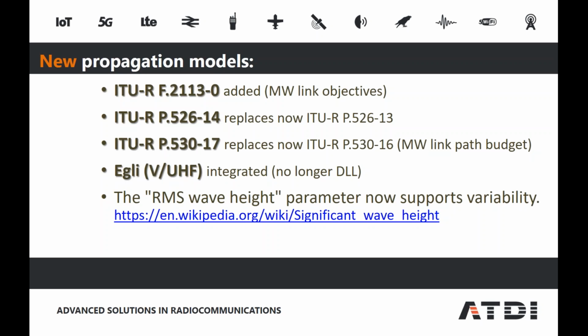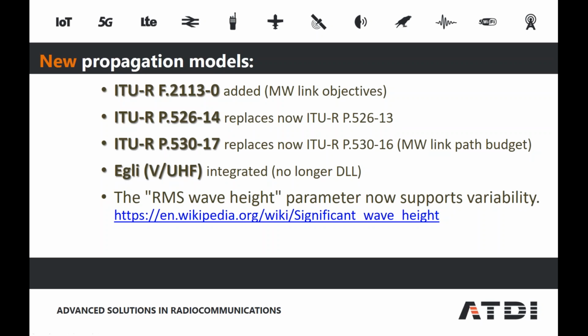There are some nice new propagation models. There's here F2113, which is an error performance objectives specification. 52614 replaces 52613. 14 uses Delta Bullington. I'm not sure whether 13 was actually in Telecom for very long.